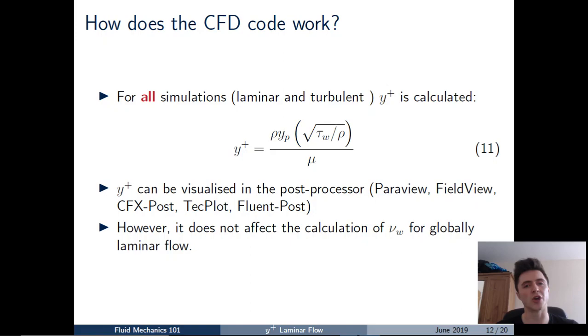So how does the CFD code work, and how does it cope with these turbulent flow situations? The first step to remember is that for all simulations, the CFD code will always calculate y plus. So it doesn't matter if our flow is globally laminar, turbulent, or locally laminar, y plus will always be calculated by our CFD code. And of course, you can visualize y plus and see what values you have in whatever post processor you're using for your CFD code. If that's ParaView, FieldView, CFX Post, TecPlot, or whatever post processor you choose, you can always view y plus, regardless of whether you have a laminar or a turbulent flow situation. However, as we showed before, the value of y plus that's calculated just won't affect the calculation of the near wall kinematic viscosity if the flow is globally laminar.